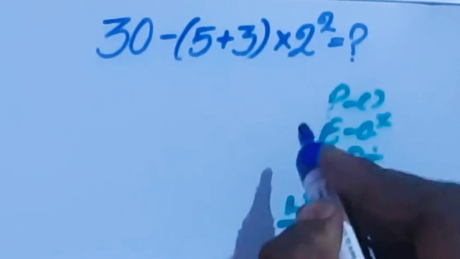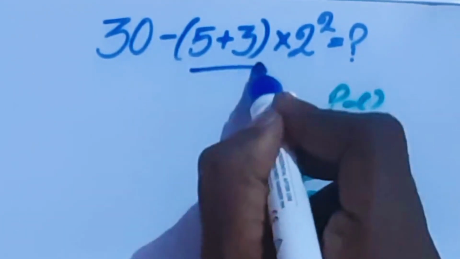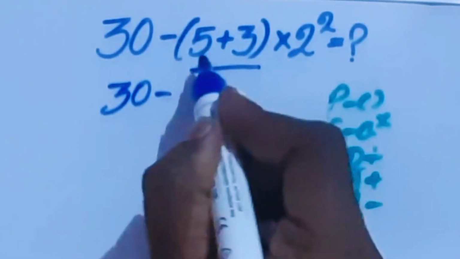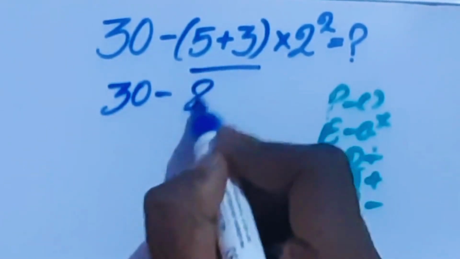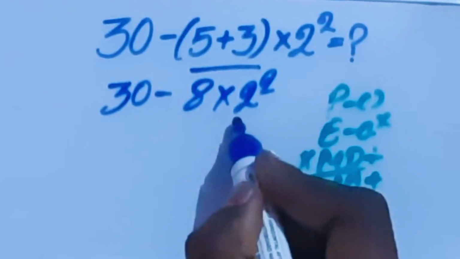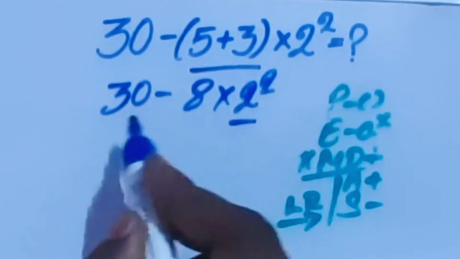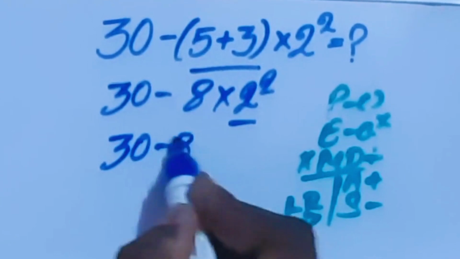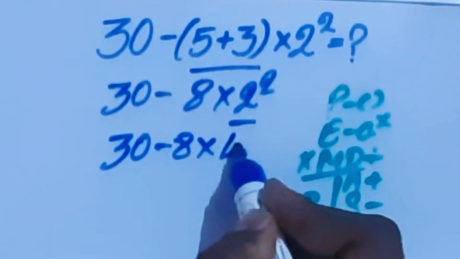Here, as per this order of operations, PEMDAS, the bracket is higher priority. So we have to do this bracket before this operation here. 30 minus 5 plus 3 is 8, times 2 power 2. The next priority is exponent. We have exponent here, 2 power 2. So we have to do this before this operation here. 30 minus 8 times 2 power 2 is 4.